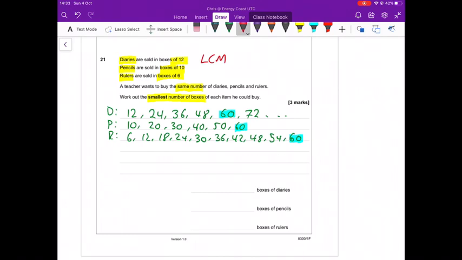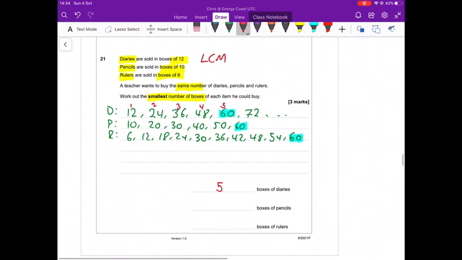Let's just read what the question said. It said how many boxes of each. So let's just count along here. 1, 2, 3. If I want 60 diaries, I need to buy 5 boxes of diaries. And if I count here, 1, 2, 3, 4, 5, 6, I need 6 boxes of pencils, and then I need to get from 6 to 60, which must be 10 boxes of rulers. That is the smallest amount of each box I can get, so I'll have 60 of each, which is the first number that's in each times table. So that's my answer, 5, 6 and 10 for that one.